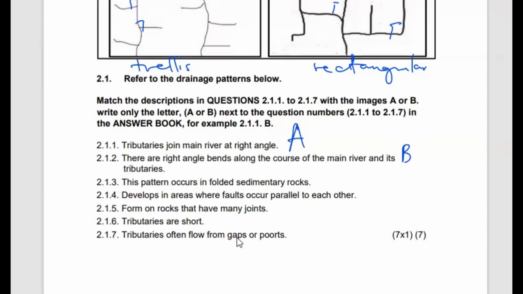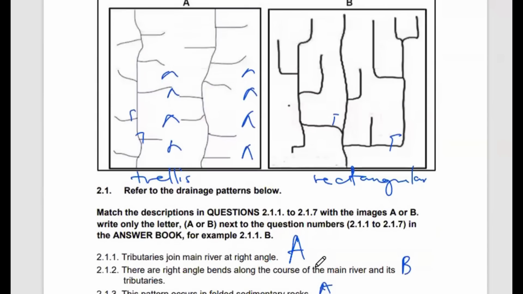This pattern occurs in folded sedimentary rocks. Typical of A, we find it in folded areas, like we are having a fold here and a fold there. The reason why the tributaries are short is because they are limited by the folds. If this is a fold, it means the tributaries cannot stretch across the fold. And the main river develops in the valley between the two folds. So it's typical of A.